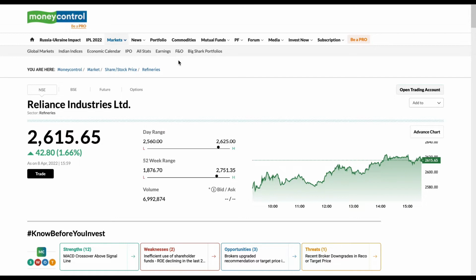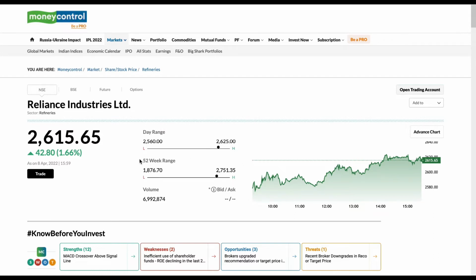So you can see that the last traded price is the new market price. So the last trade happened at rupees 2615.65, and this price is 42.80 rupees up, which means that it has grown 1.66% since the market opening. Now we'll talk about the day range. The day range shows the lowest and highest point that the stock price has gone up or down during the day. So the lowest it has gone is 2560, and the highest it has gone is 2625, and as it is at 2615, it is more towards the highest price.